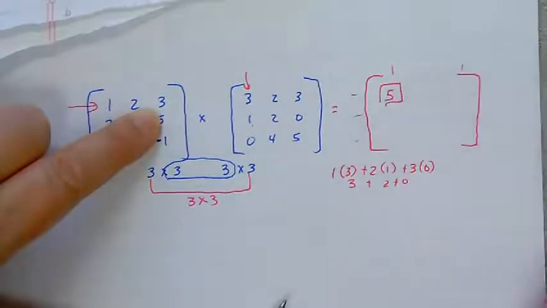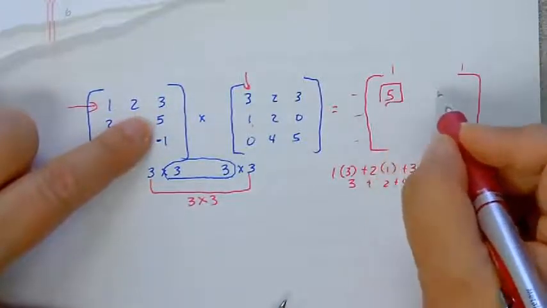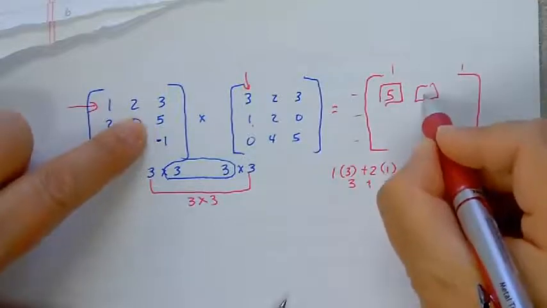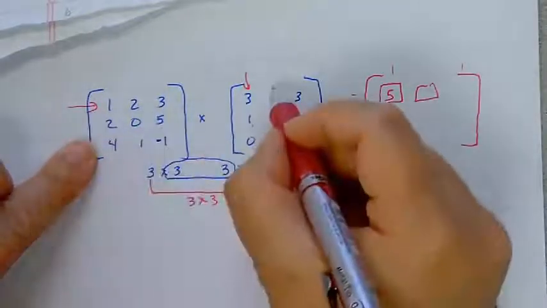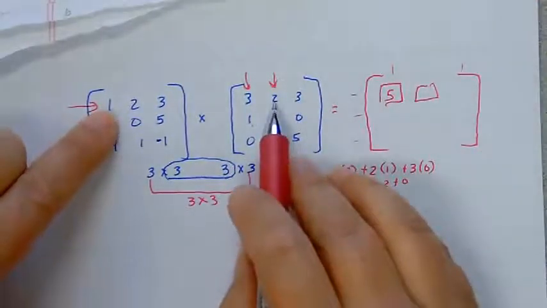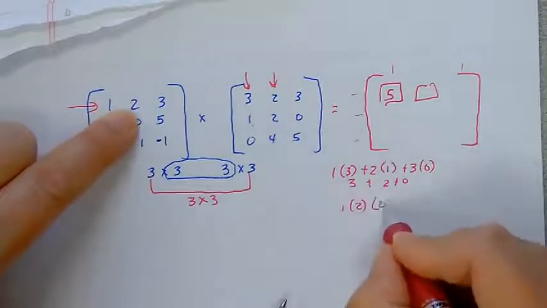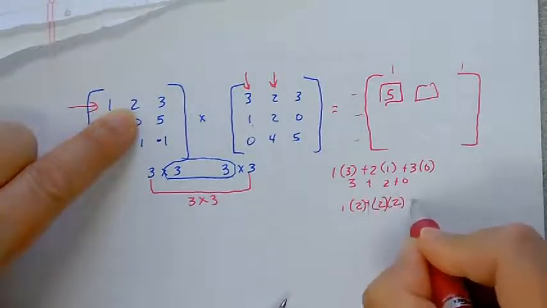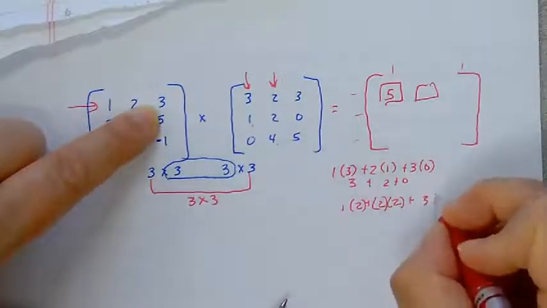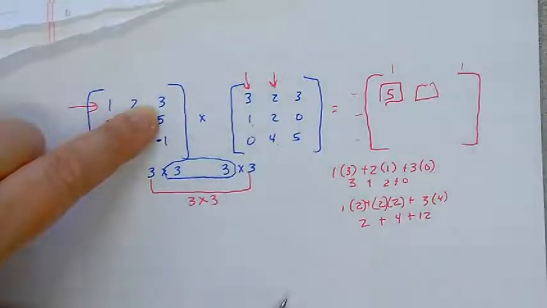I think I'll just work myself across here. I'm going to find this one next. This is row 1, column 2. So I'm going to use row 1, and this time I'm going to use column 2. 1 times 2, 2 times 2, and 3 times 4. So I have 2 plus 4 plus 12. So this is 18.